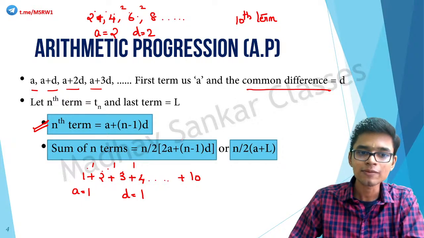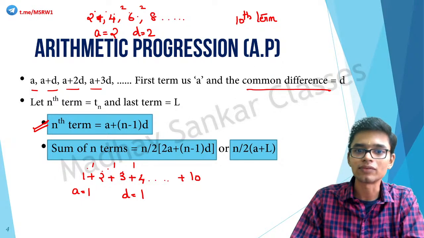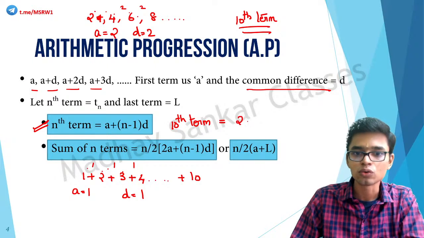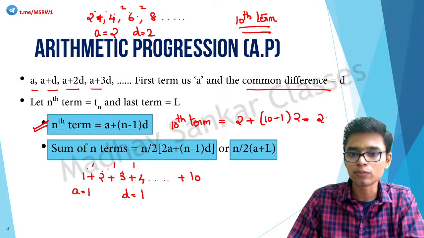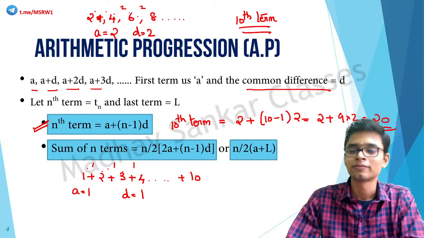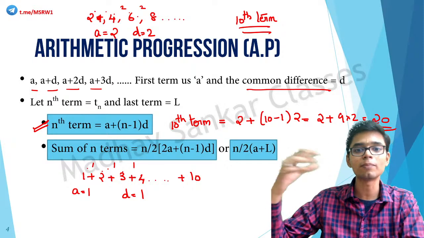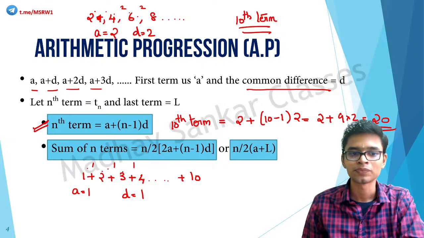Now let's put it here. If we want to find the 10th term of this series, the 10th term is equal to a, that is 2, plus 10 minus 1 into d, which is 2 plus 9 into 2, equal to 20. Understood? We can find that very easily. This is a very simple series. If the series becomes complicated, then this is the shortcut.